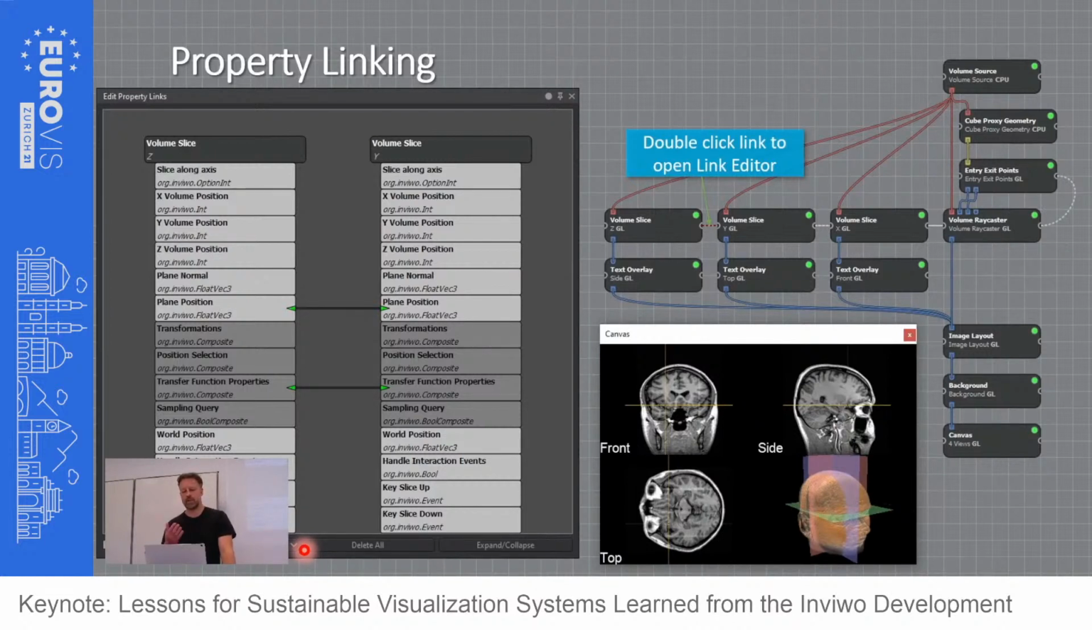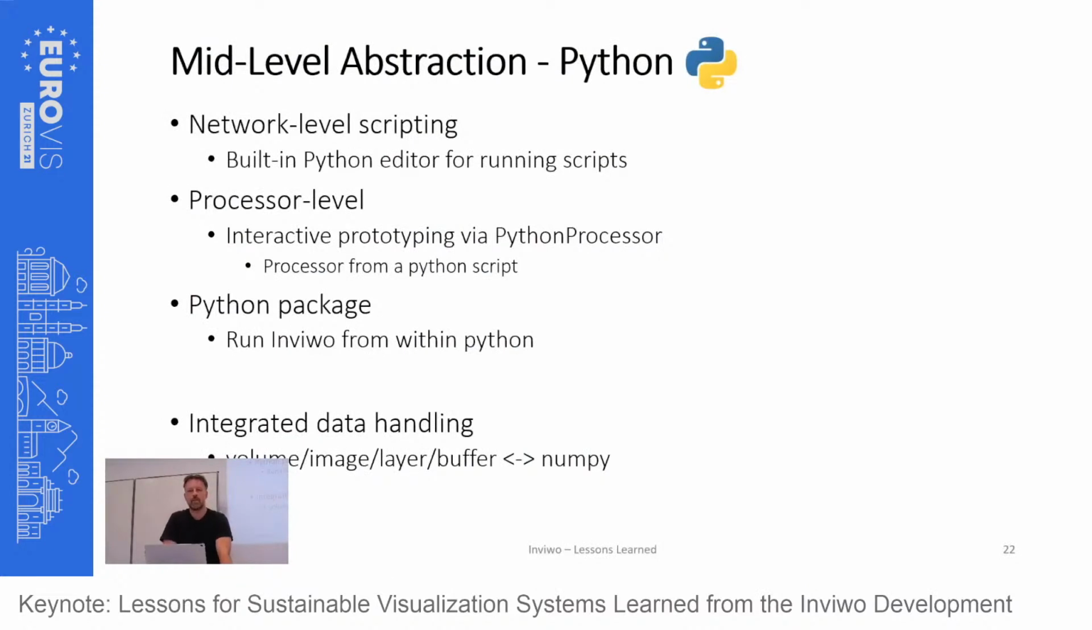But this is a good way of starting to work with Inviwo, but at some point you might feel, okay, I actually want to do more, something we have not considered in the user interface. And then the next level you should probably look into is the mid-level of abstraction. And there we have two ways of doing this, one through the Python world and one through web interfaces.